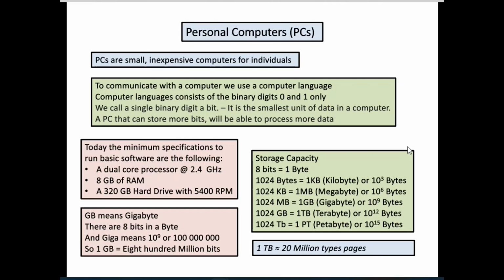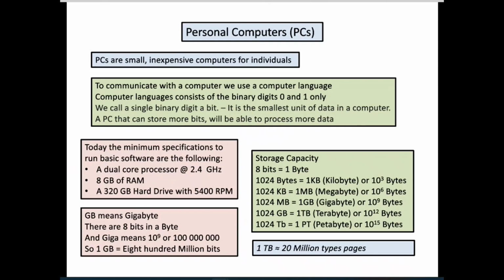Today, the minimum specifications to run basic software are the following. At least a dual-core processor of 2.4 gigahertz, 8 gigabytes of RAM, and a 320 gigabyte hard drive with 5,400 revolutions per minute. Really, your solid-state drives can be a little smaller than that, and they will still work, but it really doesn't matter. I haven't seen anything smaller than a 500 gigabyte hard drive, whether it's a normal spinning one or a solid state drive, in years.